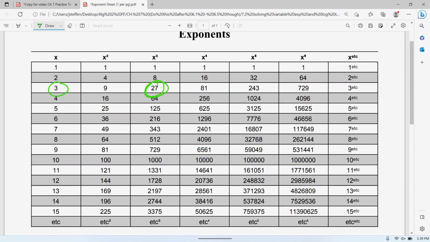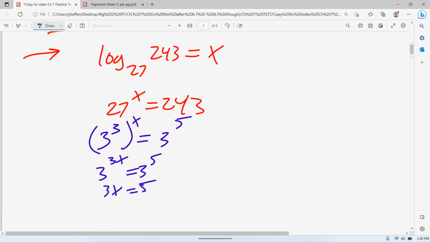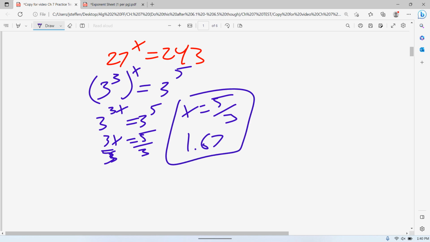243. So that one, 243 is right here. 3 to the 5th. 3x is equal to 5. Divide both sides by 3. X is equal to, if you want 5/3, you can, or you can round to 2 decimal places, so 1.67. Either one of those is fine. And again, that's the way I would recommend doing it.